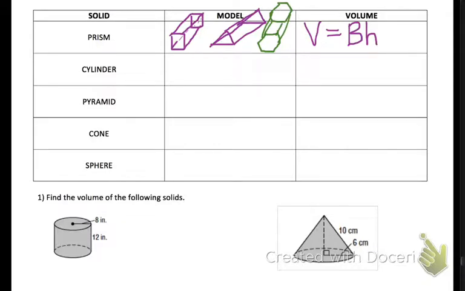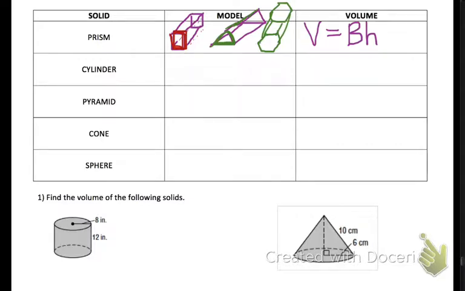So for instance, in a square pyramid, the base is the square part. So you'd find the area of the square times the height, which is how many of those squares you need to stack to get to the other square base. In this triangular one, the base is the triangle, so you'd find the area of a triangle, and then you'd multiply by the height. And the height is the length that connects the two bases, the two triangles.